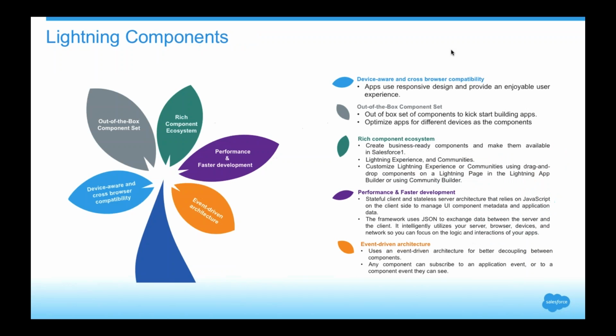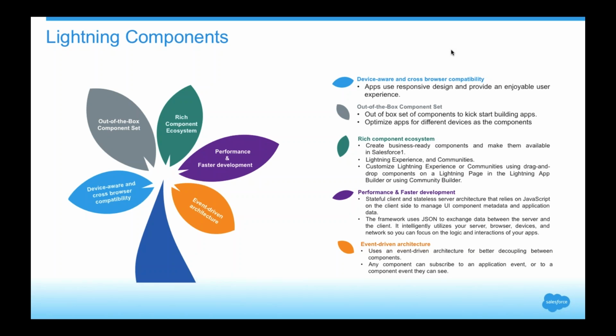So this is the Lightning components, right? Now, if you look at the Lightning components, what exactly does it provide? Obviously, it gives you the out-of-the-box component set to start building your app, so you can get it out of the box. You can optimize your apps for devices as the components, right?